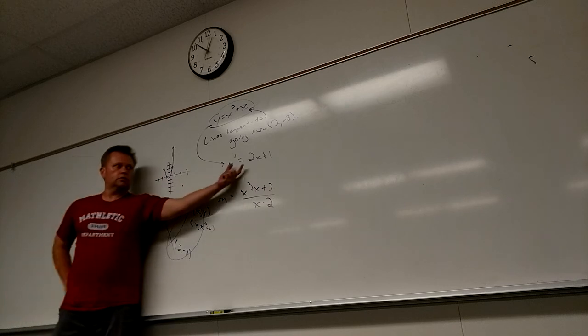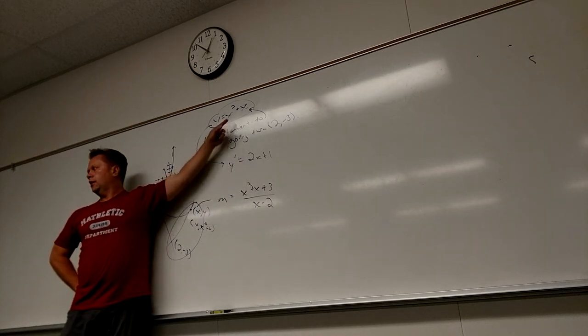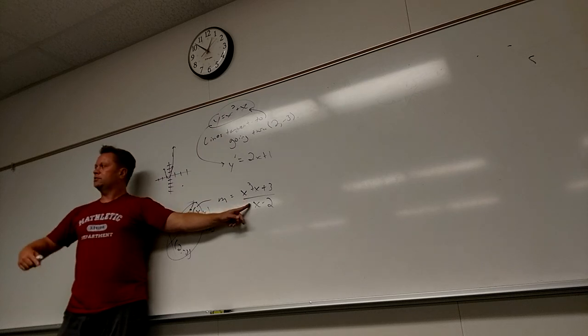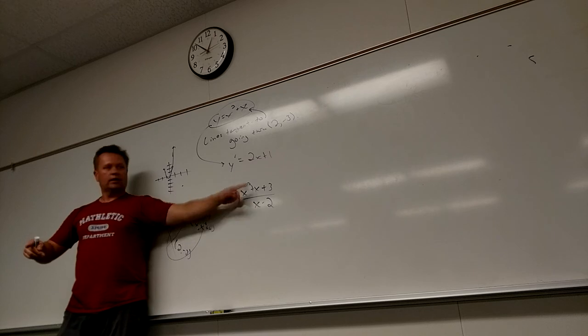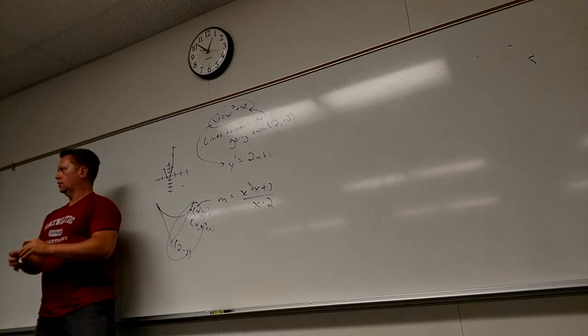I know what the slope is at every point on this graph. And I know what I want the slope to be at the 2 points that work. So then I set these equal to each other. They have to work together. Yeah.